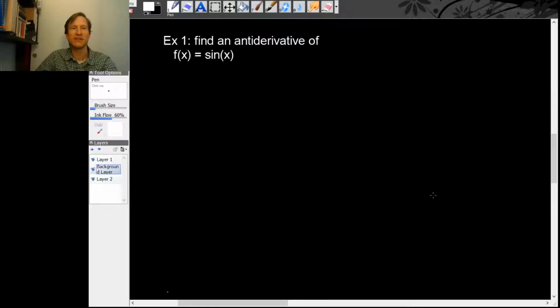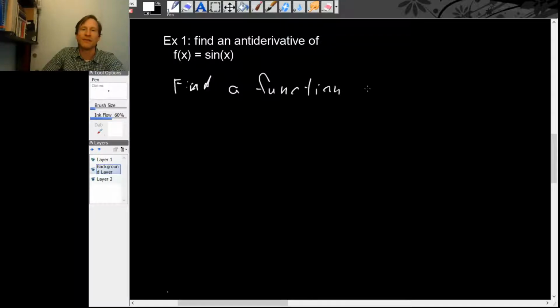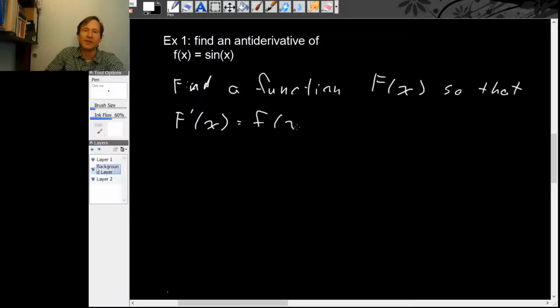Just for an example, let's find an antiderivative of the function sine of x. So remember, we want to find a function capital F of x so that the derivative of capital F is little f. Of course, little f is the original function sine of x. So can you think of a function whose derivative is sine of x?